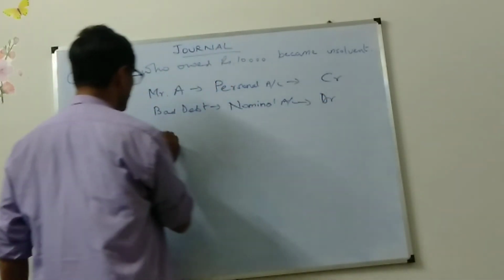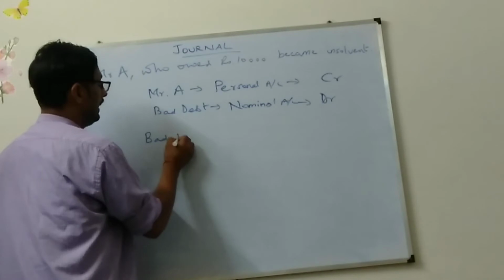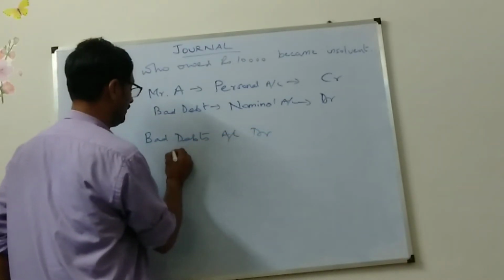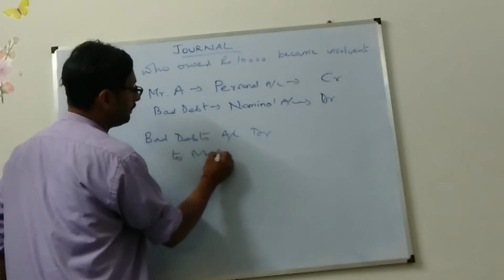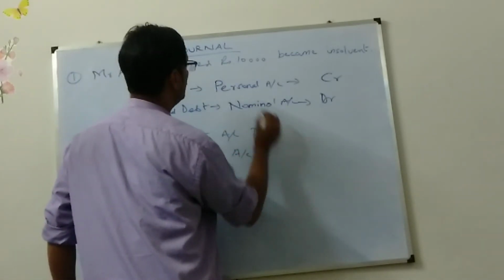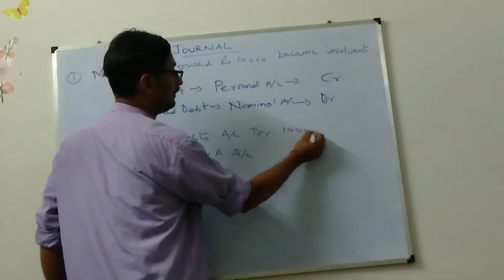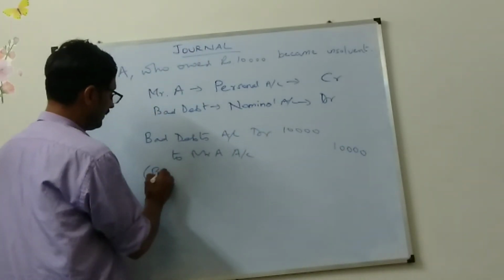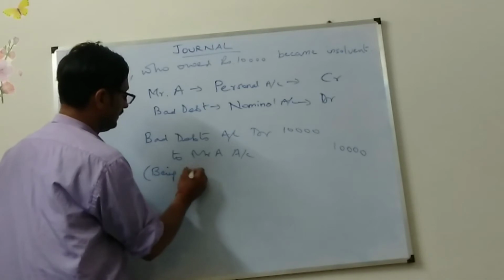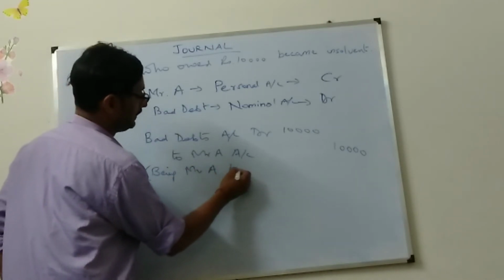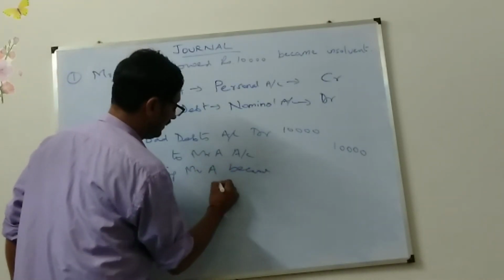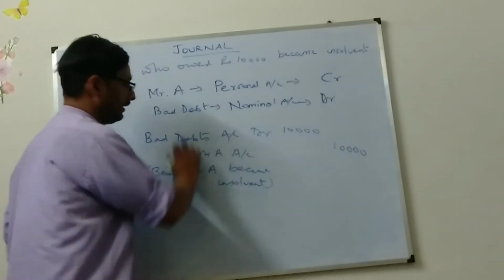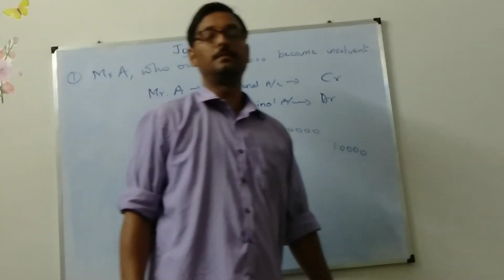So what entry will you be making? Bad debts account debit to Mr. A account. Then what is the amount? 10,000 is the amount. Being Mr. A became insolvent. This is the second item.